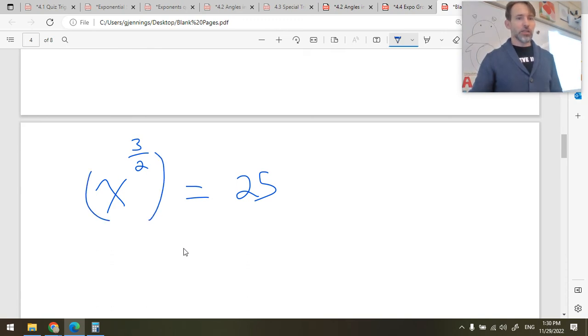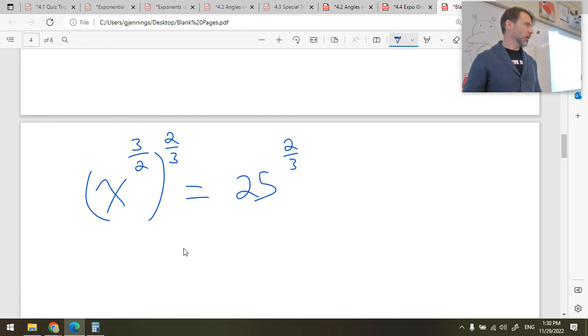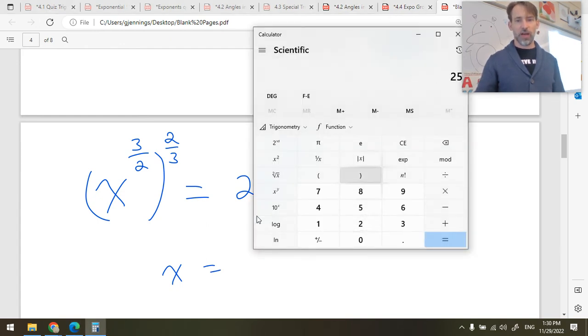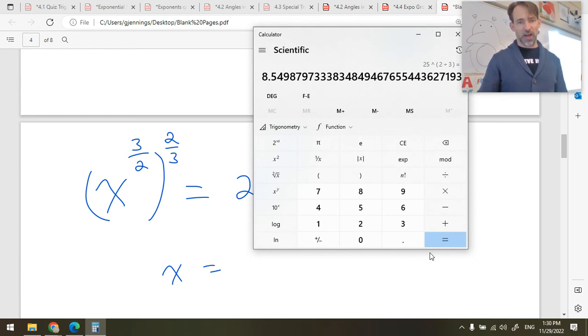So now what I can do is raise both sides to the 2/3. Notice I just flip the exponent, and then raise both things to that. And then I will get x to the 6 over 6, x to the 1, is equal to 25 to the 2/3. Let's find 25 to the 2/3. 25 raised to the power (2 divided by 3) equals 8.54. So it's about 8.55.